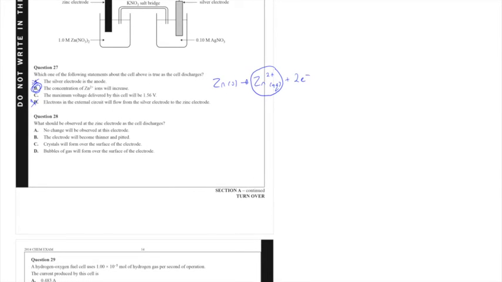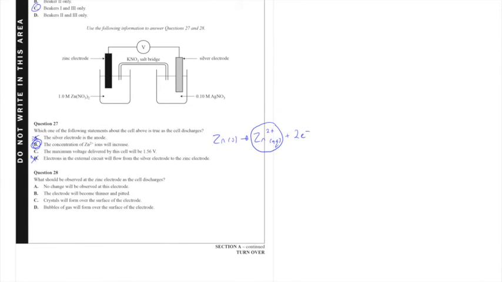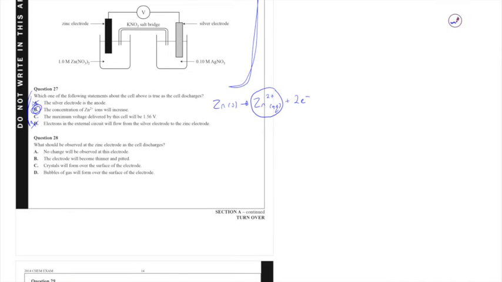For question 28, what should be observed at the zinc cell as the cell discharges? So I don't need to read any of the rest of the question. I can base it purely upon the information that I found here. And I worked out that the zinc electrode was the anode, and at the anode, my Zn solid is actually going to turn into my zinc aqueous. So what's going to happen to the electrode is it's going to become thinner and pitted. As this reaction proceeds, guys, the zinc solid is actually going to dissolve out into the solution, and that means the electrode itself will become thinner and pitted.